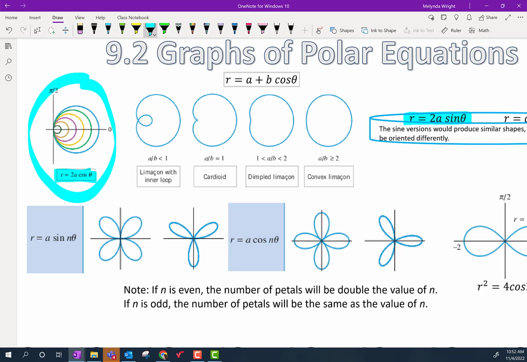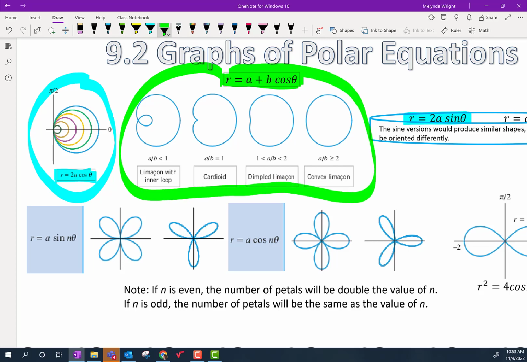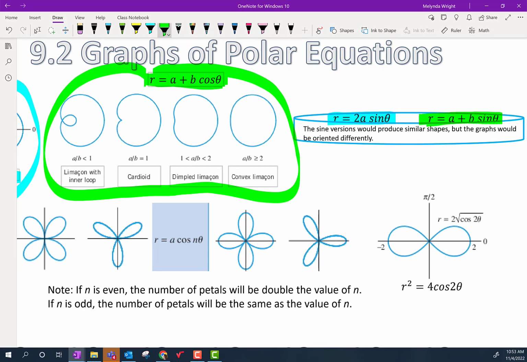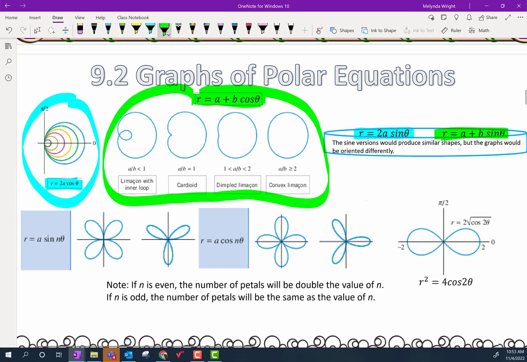So if it's simply a number times cosine or a number times sine, that's going to create a circle when we graph. If we have something that is like a number plus or minus a number times cosine or sine, it's going to generate one of these four graphs. It could also be a sine, because we'll be doing both sine and cosine. And if you wanted to know, you certainly don't have to memorize this. There's no reason why you have to know this.